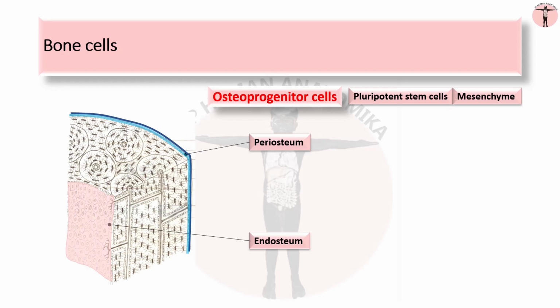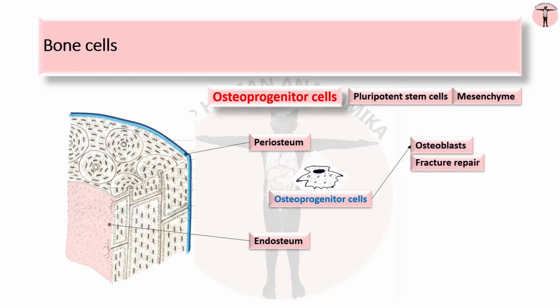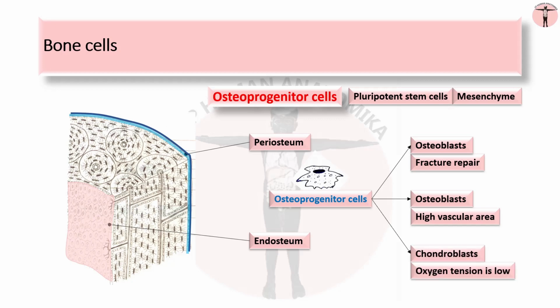The cells beneath the periosteum proliferate by mitosis and differentiate into osteoblasts, which increase the surface area of the bone by appositional method during development. The osteoprogenitor cells convert themselves into osteoblasts when needed, like in fracture repair. Limited osteoprogenitor cells proliferate by mitosis and differentiate into osteoblasts in more vascularized areas with sufficient oxygen tension, or into chondroblasts when oxygen tension is low. In the fetus, they are present numerously at sites where bone formation occurs.